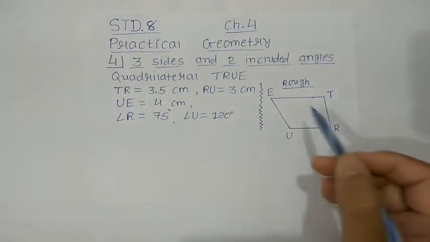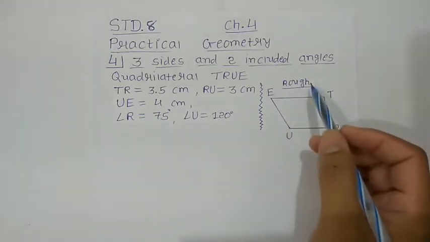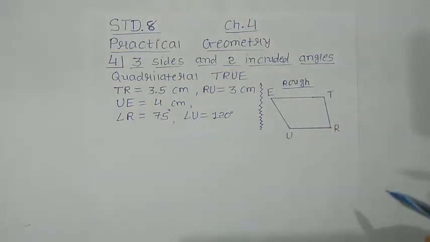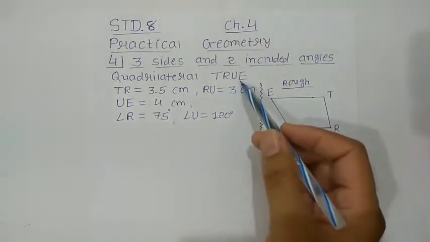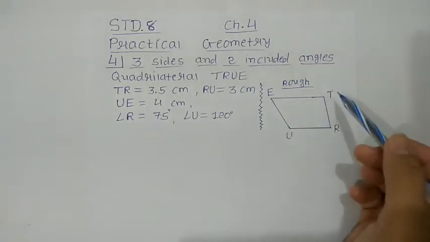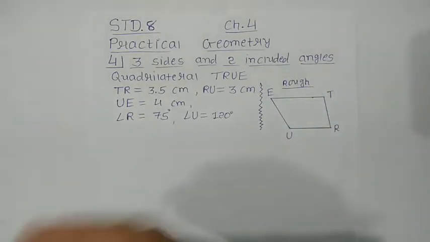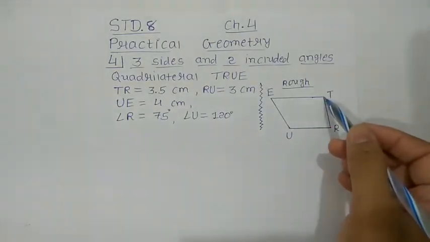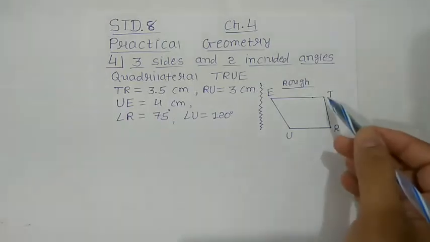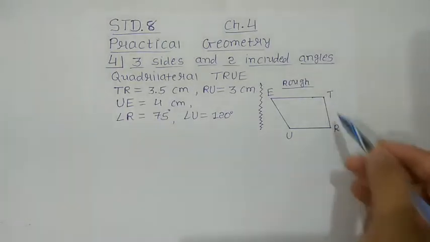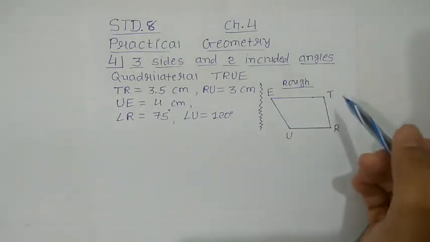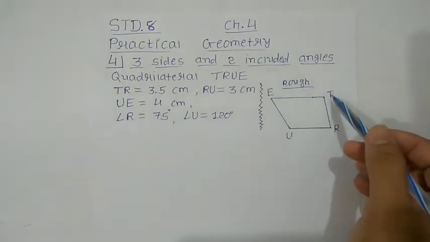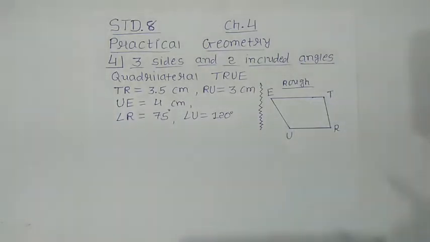So you know that first of all we have to draw a rough diagram. So this is the rough diagram. We can give the name TRUE in either clockwise direction or anti-clockwise direction, or we can start to give the name from any one point, any vertex. So here I have started to give the name from this point, TRUE. Okay, now let us put all the dimensions that we have been given.